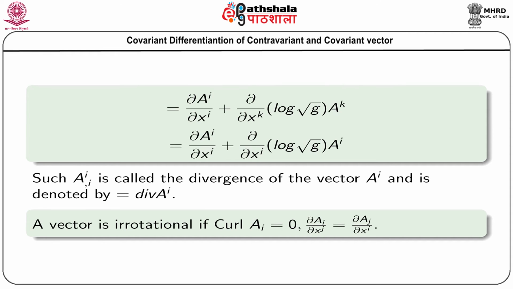Now, this A^i_{,i} is called the divergence of the vector A^i and is denoted by div A^i. Now, a vector is irrotational if curl A_i is equal to 0. That means A_{i,j} is equal to A_{j,i}, that is ∂A_i/∂x_j = ∂A_j/∂x_i.